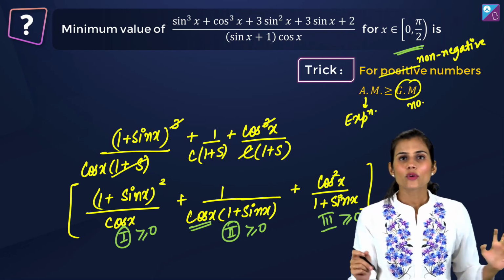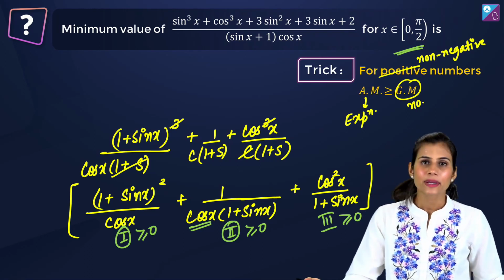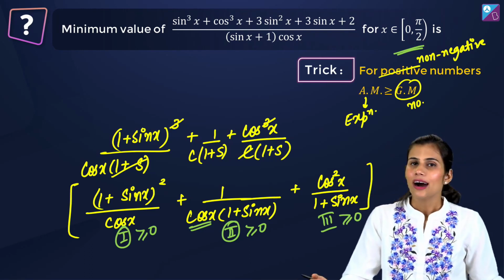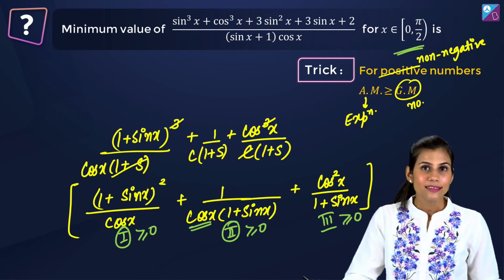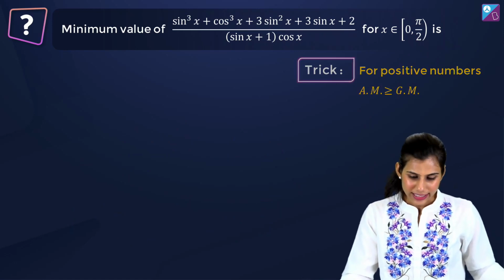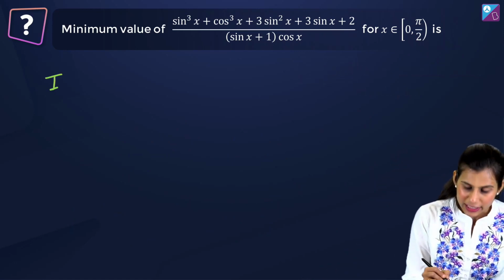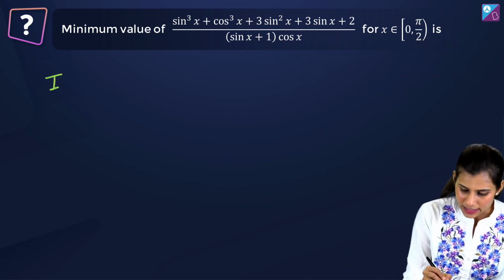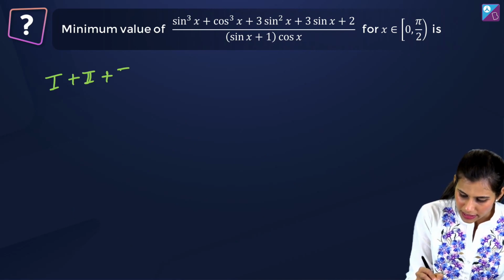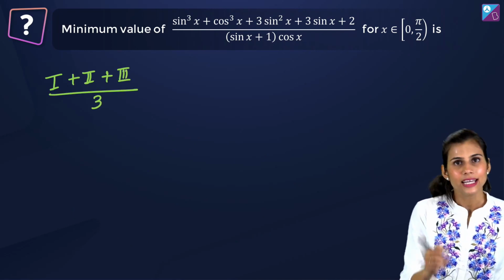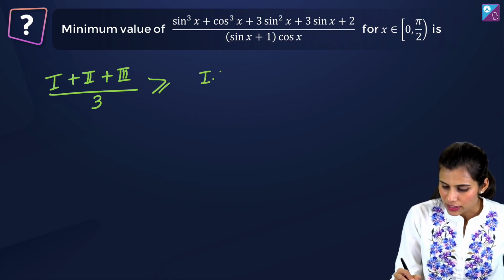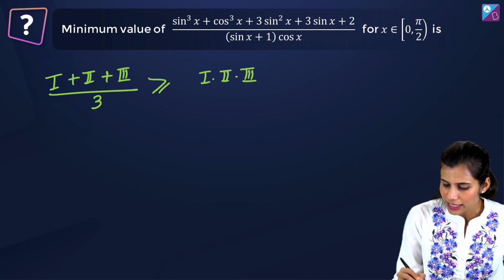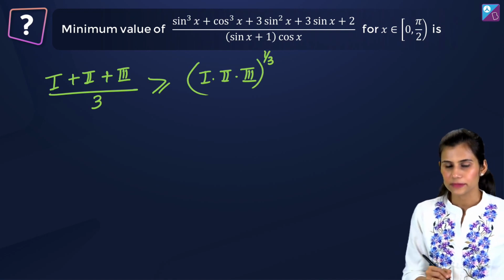So all the three quantities here whose sum is my expression are individually non-negative. And for non-negative quantities, I can apply the AM-GM inequality. It says that the arithmetic mean of these three quantities, that is, first term plus second term plus third term upon 3, the average, is greater than or equal to the geometric mean, which means first term multiplied by second term multiplied by third term, raised to the power 1 by 3.